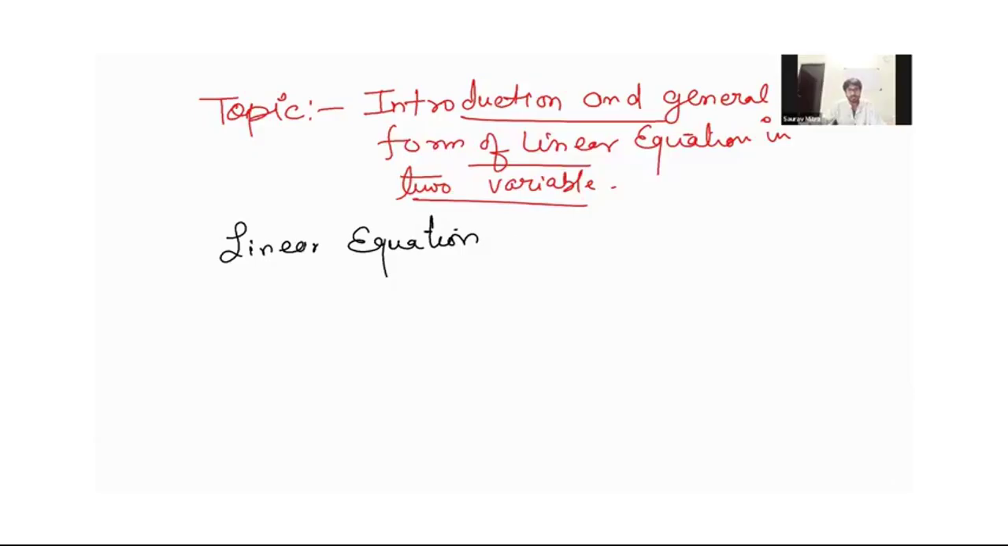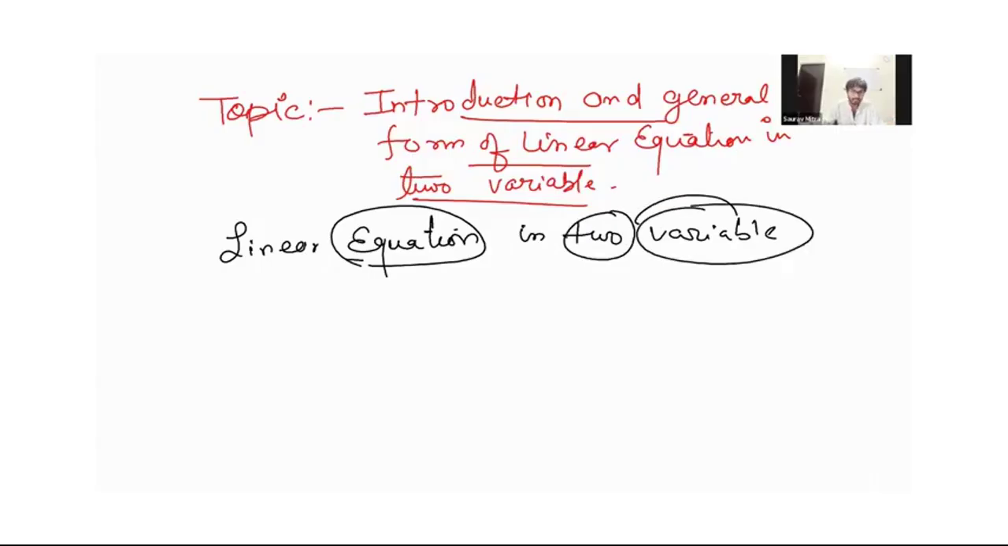Linear equation in two variables. Since the word is saying that it is an equation in the two variable category, that means two variables will be present. And it is an equation, so LHS and RHS will be seen. Something like 2x plus 3y is equal to 5.